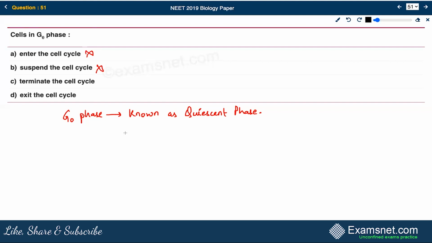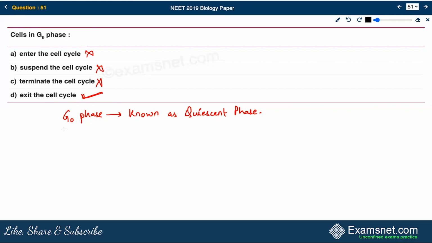And then terminate the cell cycle. Termination is also not a process. So the last option left is exit the cell cycle. As I already told you, the G0 phase is basically a quiescent phase.